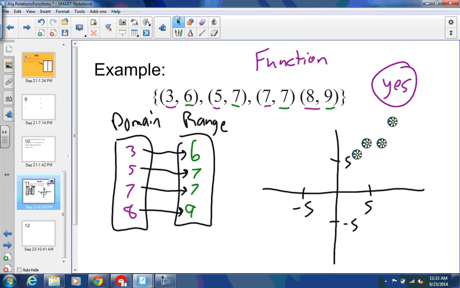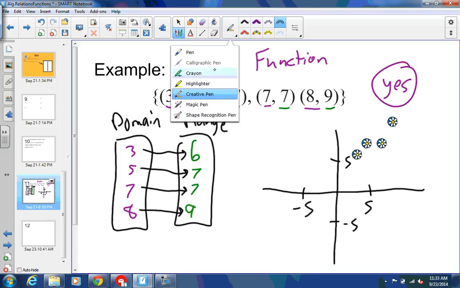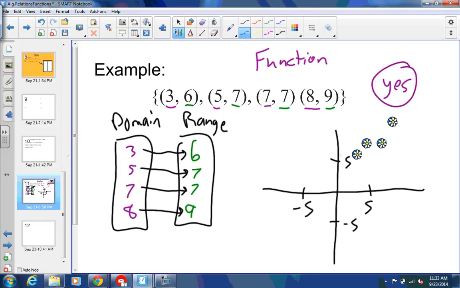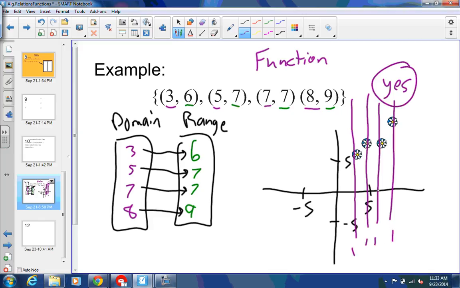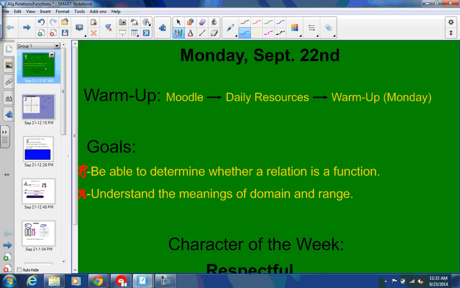All right, so then you can plot it. You can make it more perfect if you'd like. But this one, all you're going to do is take that vertical line test and find, okay, there it only crosses 1, crosses 1, crosses 1, crosses 1. They all only cross 1, so that's good. That means yes, it is a function. Right, so that is a little review of determining whether a relation is a function, and then the meanings of domain and range, where domain is all the x values, and the range is all the y values.